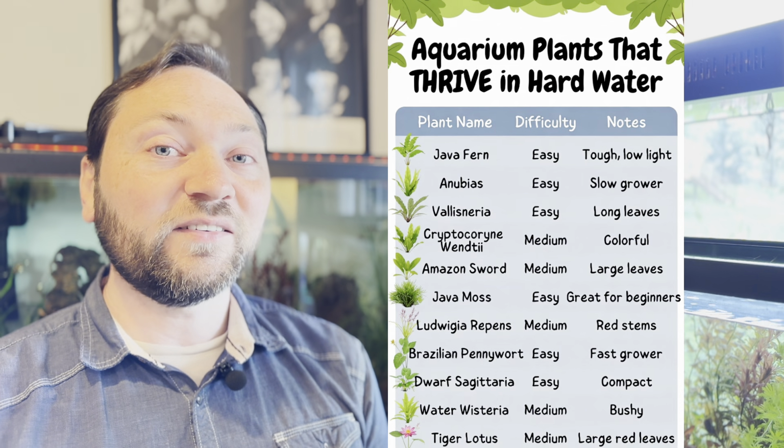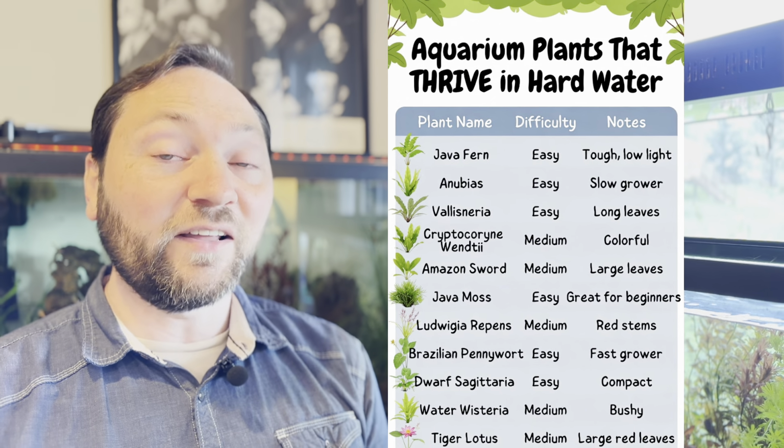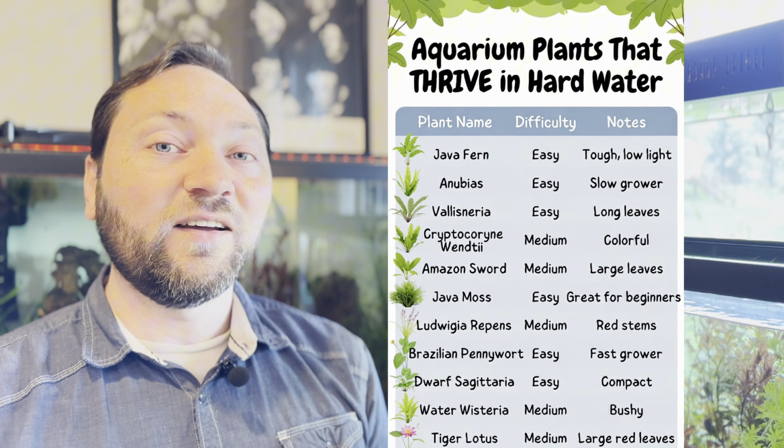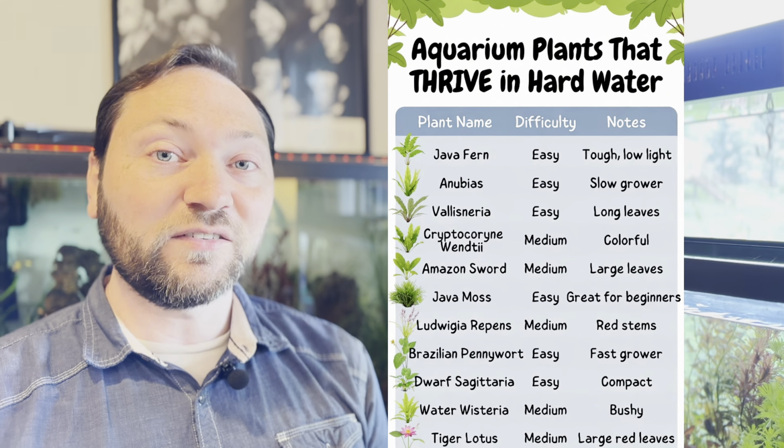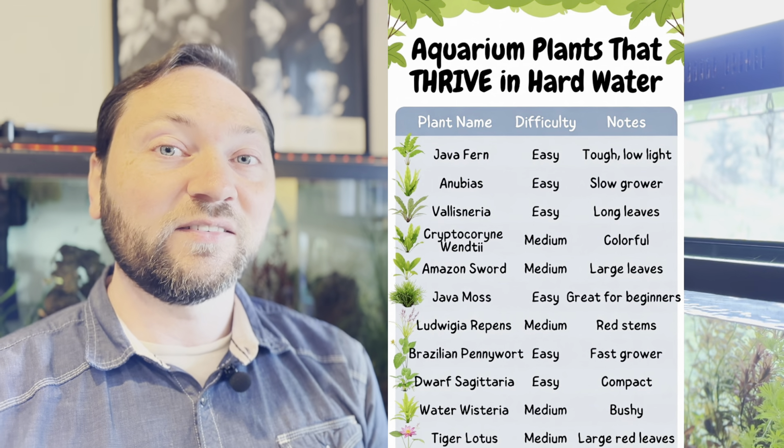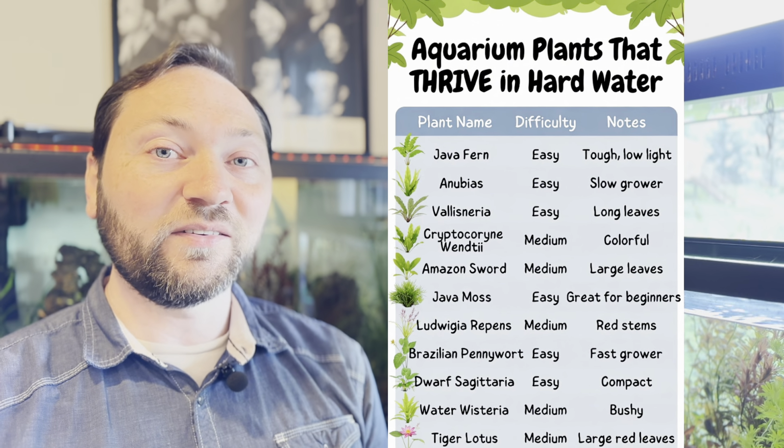You can grow a lot of plants in this condition, but you're kind of limited to plants that prefer hard water. So that's going to be like anubias, hornwort, Vallisneria loves these conditions. Water wisteria will do well. Java fern, Java moss. Those are all good choices. And crypts, a lot of people love their crypts. Those are all plants that can handle these kind of hard water conditions.